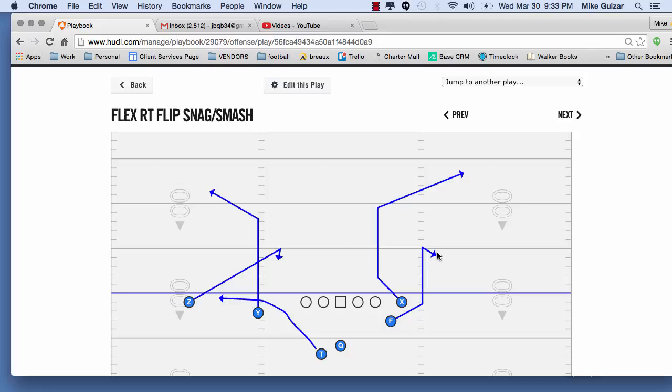So we had trips, and the inside wide receiver ran the flat route. Well, now we have twins to the left side with a back. So the farthest inside receiver on the left is the back. He has to be the flat guy. The widest wide receiver, Z, remains the snag guy, and Y, the slot, remains the flag guy. And on the flex side, X and F just run their standard smash concept.